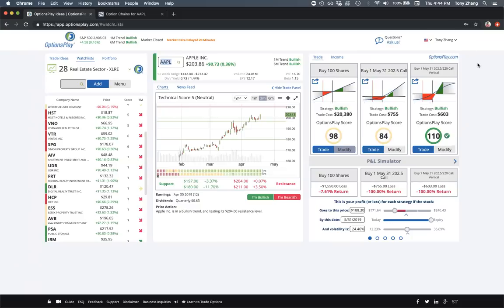Why don't I start pulling some names from the chat window already? Again, if you have some names that you want me to take a look at, please type the symbol and whether you're bullish or bearish on that specific name, and we'll take a look at some ideas.